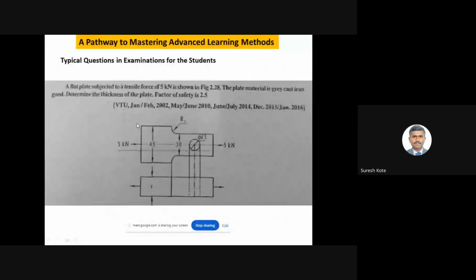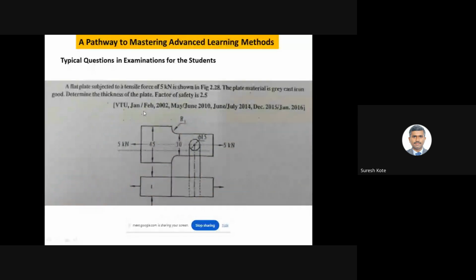So yes, I will now go to the methodology that we have in our academic systems. In fact, I am dealing with these things in my classroom. These are typical questions in examinations for the students. You see, this is a small example. Every mechanical professor knows about these things.